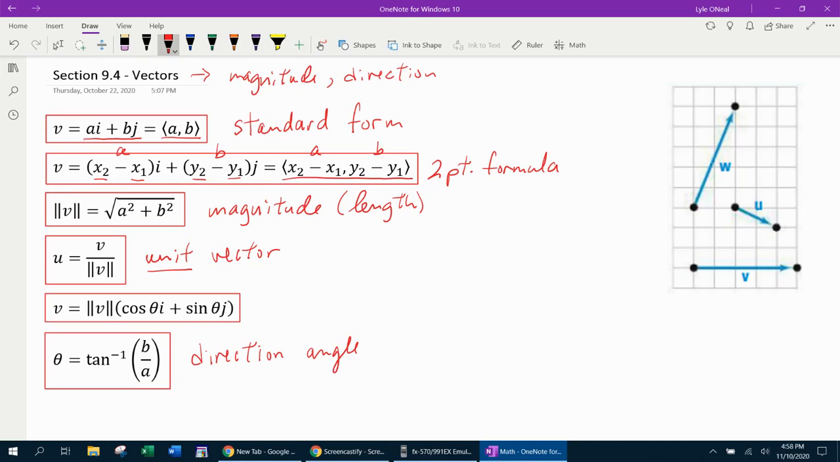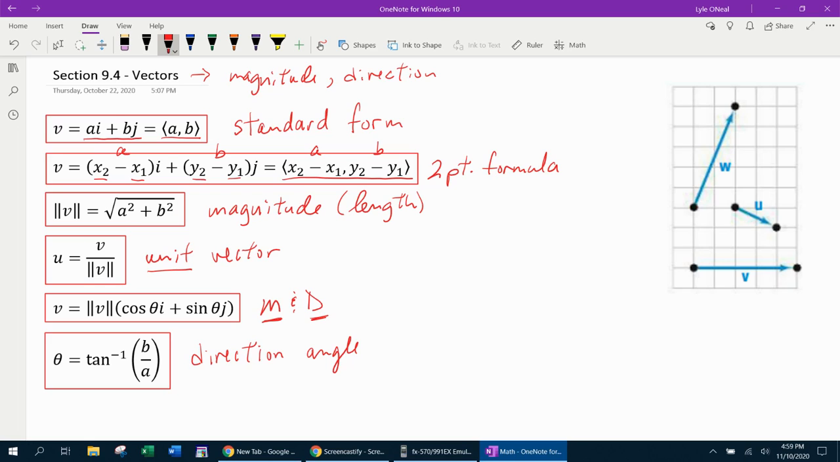And for the final formula here, we have what I call the M and D formula. And this formula is used to find the standard form of a vector if you know its magnitude and direction angle. So I call it the M and D formula because you need the magnitude and the direction to actually find the vector with this formula. And that's going to do it for the formulas. So the next thing to do is to jump into the examples.